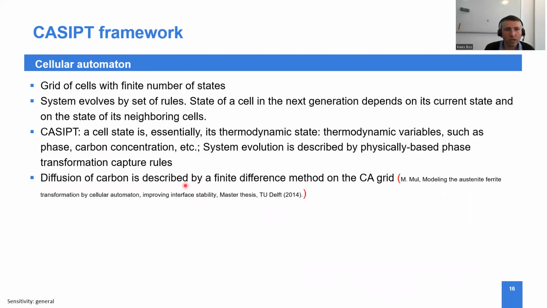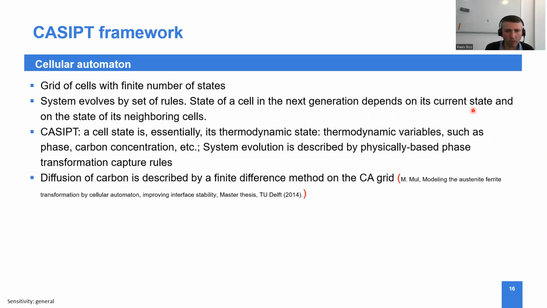So how does it work? Well, as any CA model, we have a grid of cells with a finite number of states, and we have to define a set of rules that define the evolution of those cells. It's important to realize that the state of the cell in the next time step or next generation depends on its current state and the state of all its neighboring cells. Then in CASIPT, the state is its thermodynamic state. So which phase is it, or which orientation does it have? And of course, also things like concentration of carbon or other elements could be considered.